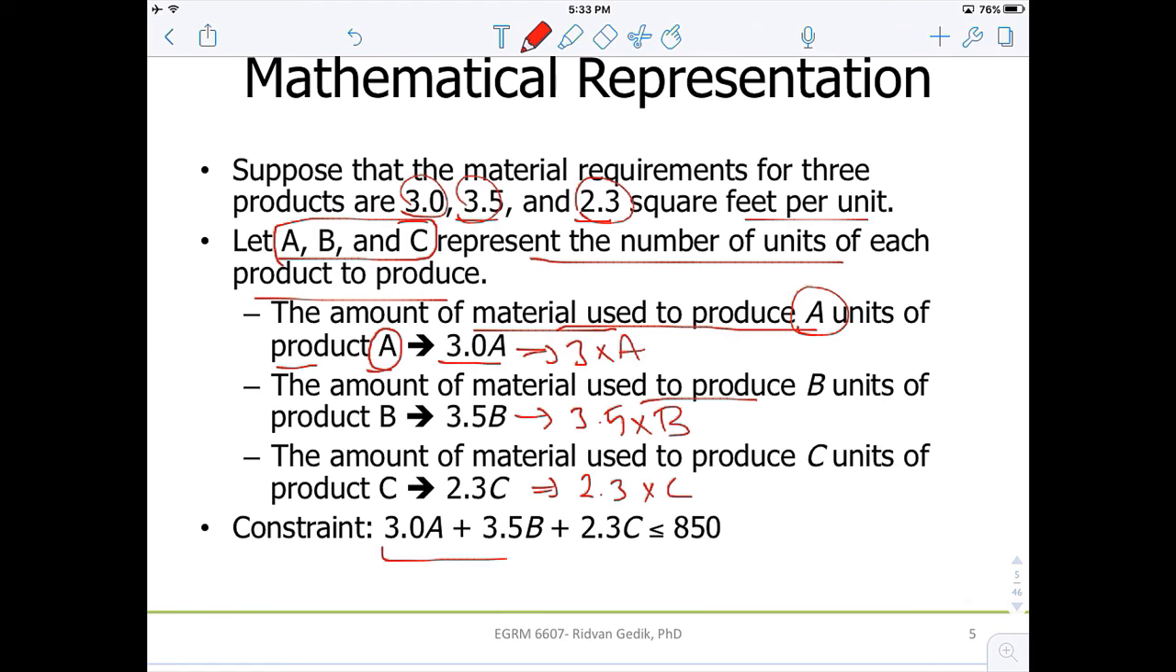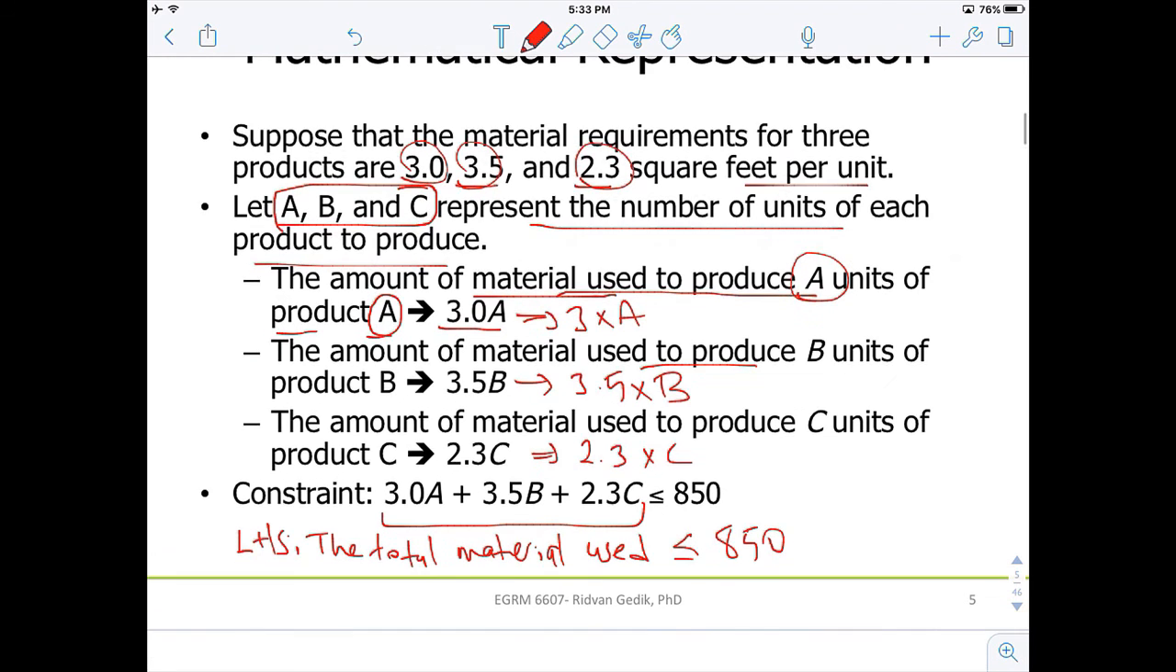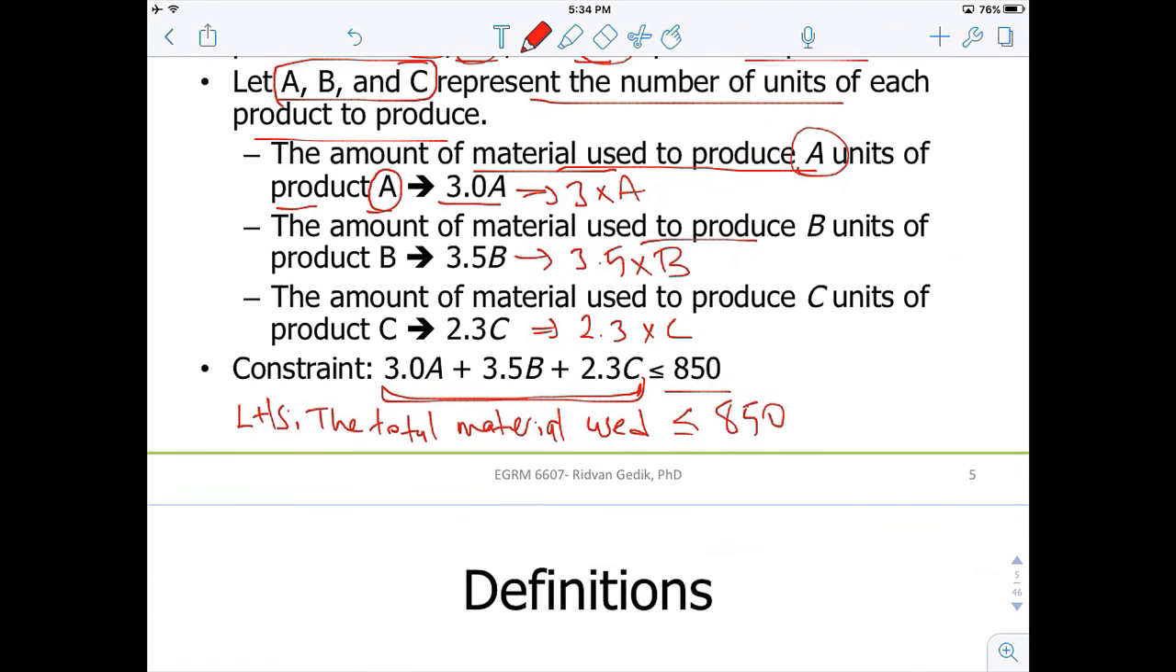So if you add them up, the left-hand side is going to tell us the total material used, right? It is less than or equal to 850. Okay, so this is the function that controls our amount of material used, and then we can say, okay, this is less than or equal to 850. This is how we convert constraints into functions, constraint functions.